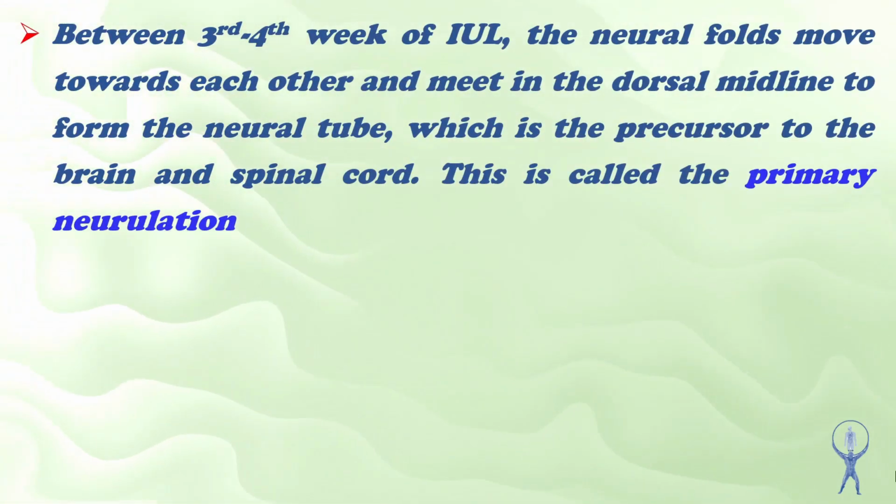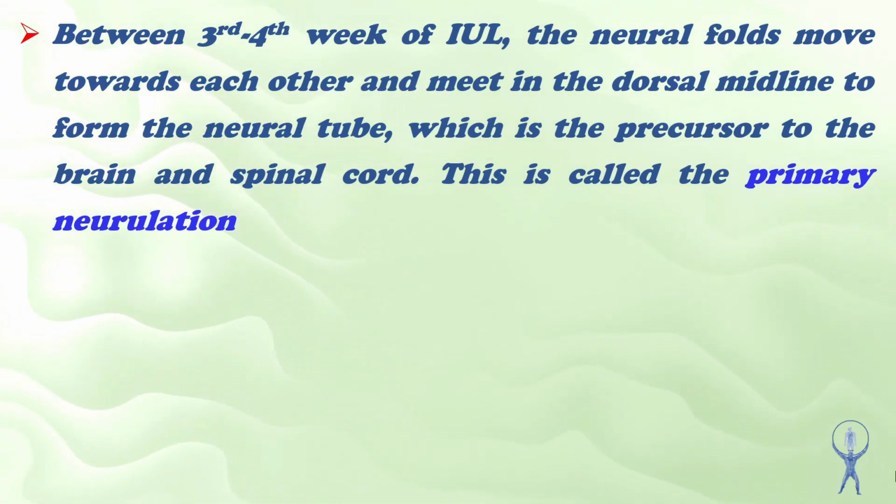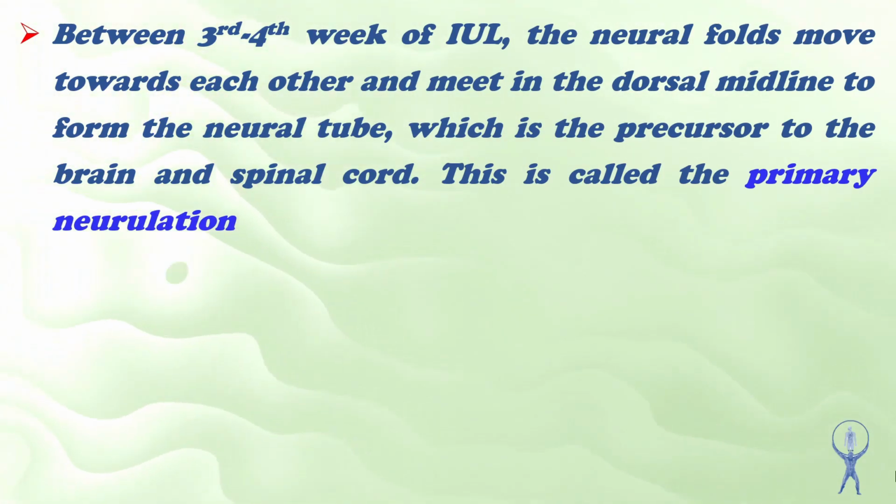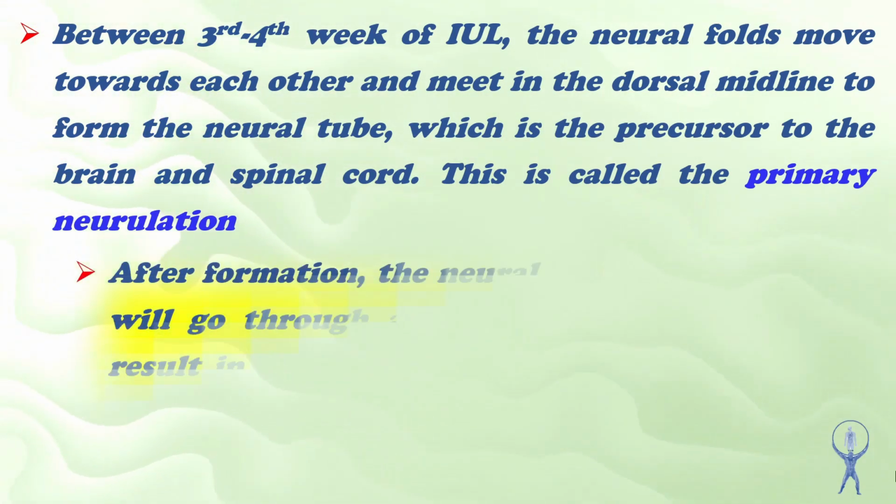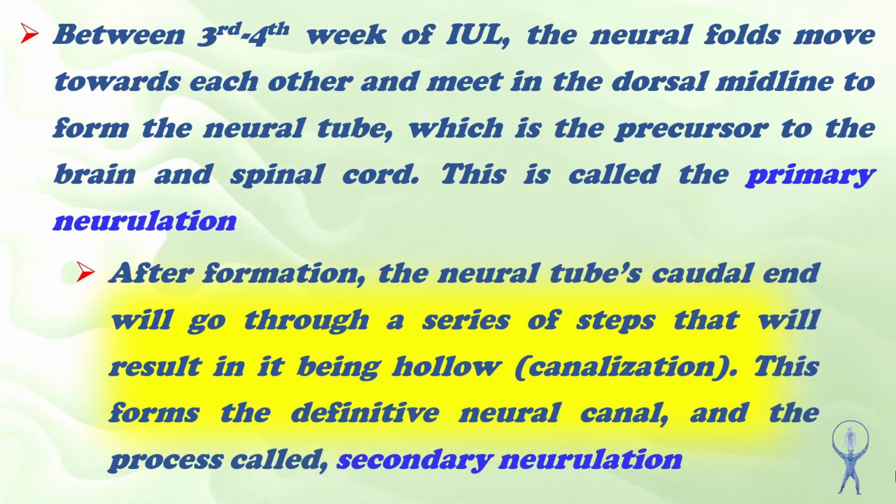During the third to fourth week of intrauterine life, the neural folds move towards each other, and meet in the dorsal midline to form the neural tube, which is the precursor to the brain and spinal cord. This is called the primary neurulation. After formation, the neural tube's caudal end will go through a series of steps that will result in it being hollow, the canalization. This forms the definitive neural canal, and this process is called secondary neurulation.